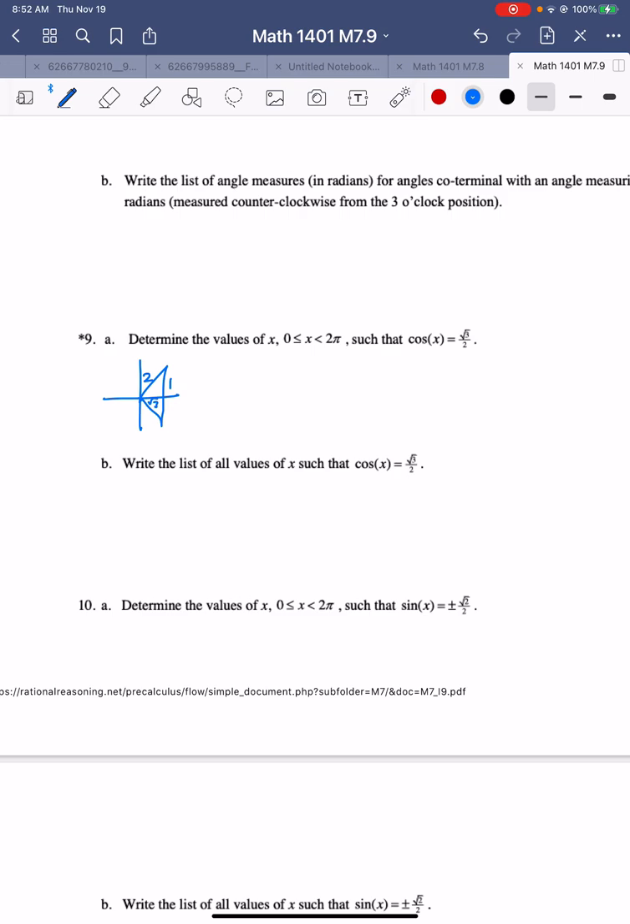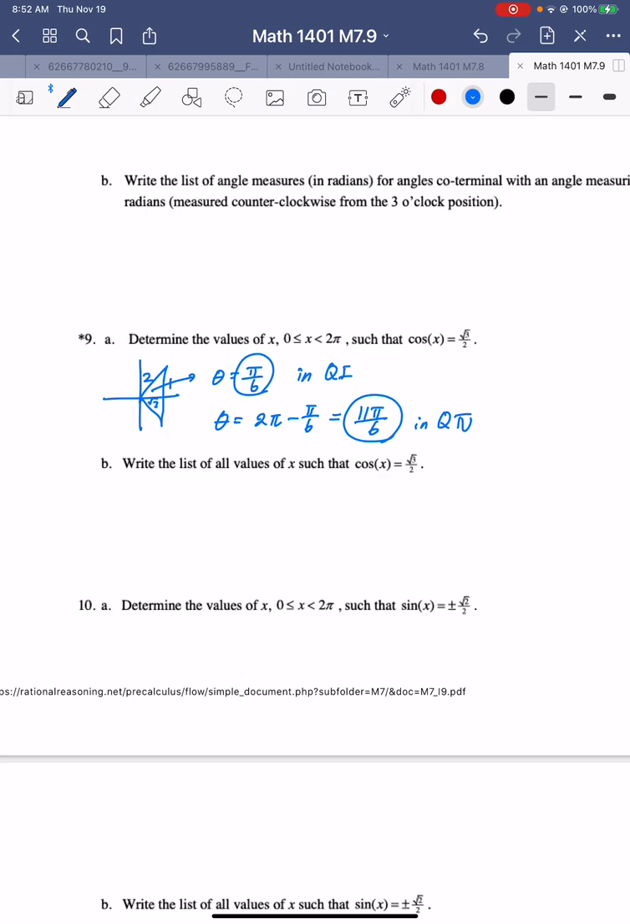So the angle here should be pi over 6. So we have pi over 6, and also you have an angle in quadrant 4. In order to find the angle in quadrant 4, you always subtract pi over 6 from 2 pi, and that becomes 11 pi over 6. So those are the two angles you can find, one in quadrant 1 and then one in quadrant 4.